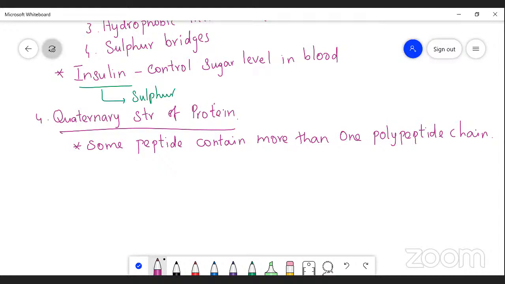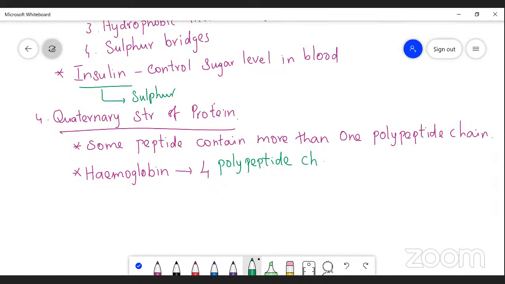And here, suppose you are taking hemoglobin. Hemoglobin consists of 4 polypeptide chains. So hemoglobin consists of 4 polypeptide chains, and the interaction between these 4 polypeptide chains represents the quaternary structure of protein.